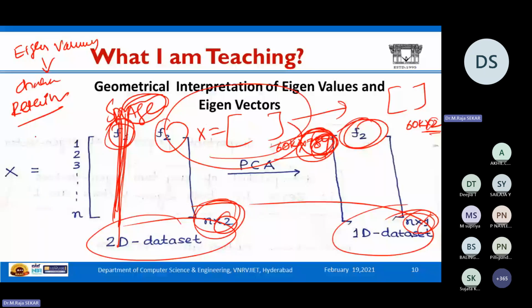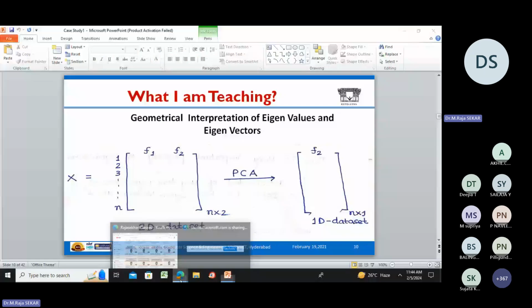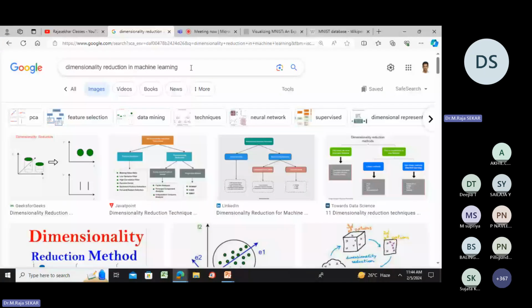Eigenvalues and eigenvectors play a very big role in converting higher dimensional data into lower dimensional data. Actually, let me go back and spend 1 or 2 minutes here. I would like to show this one. Just bear with me for a few seconds before proceeding.